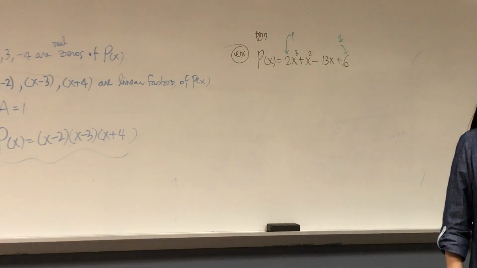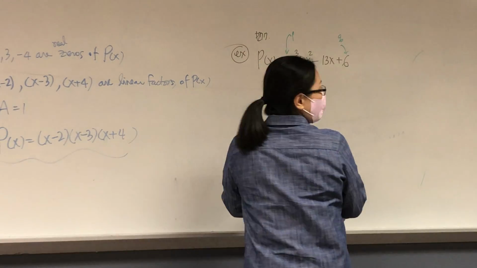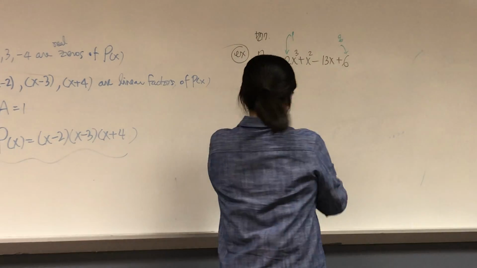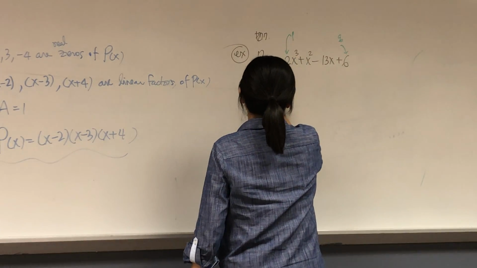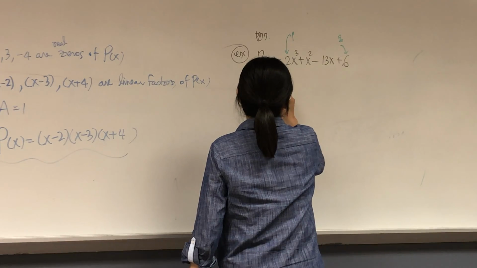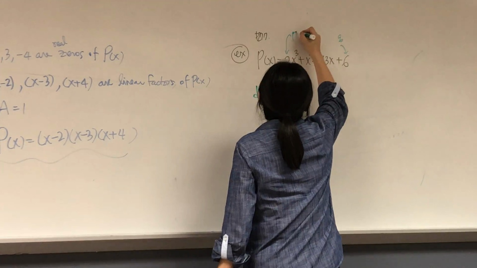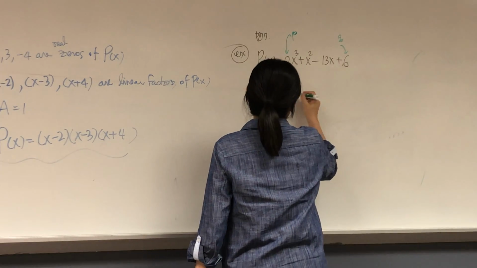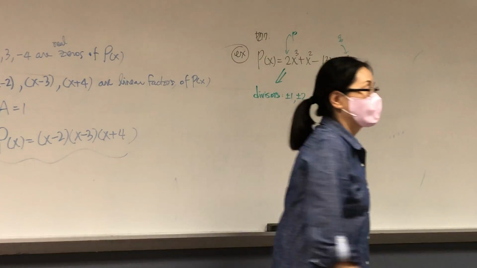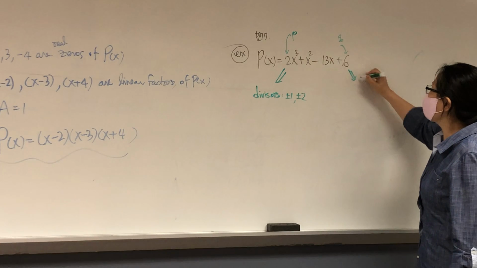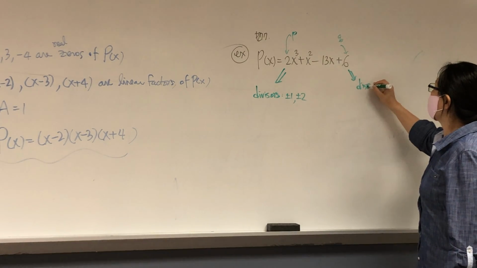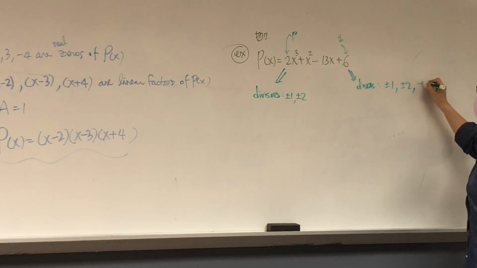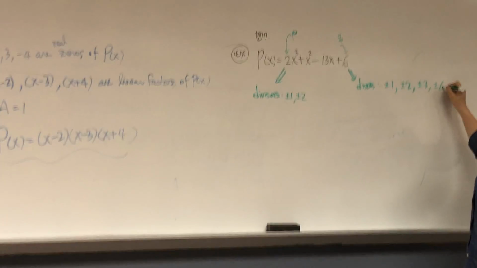You know what I mean? What are the divisors of the leading term? 2 is still easy. The divisors are plus minus 1, plus minus 2. Correct. What are the divisors of the constant? Plus minus 1, plus minus 2, plus minus 3, and plus minus 6.